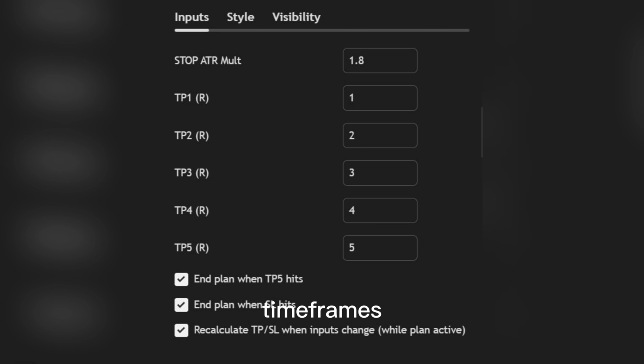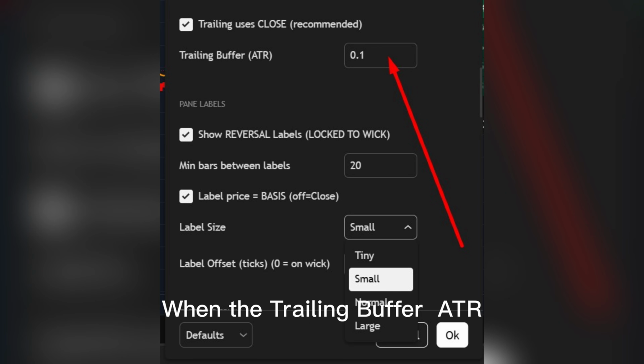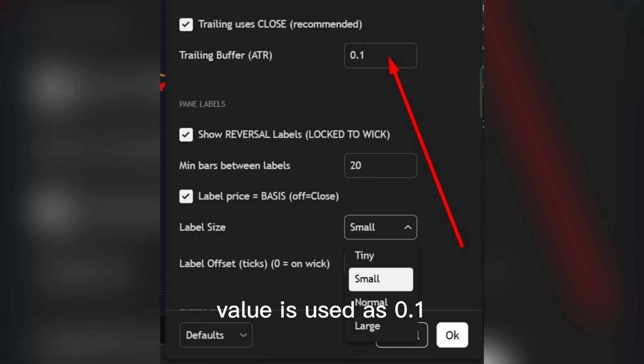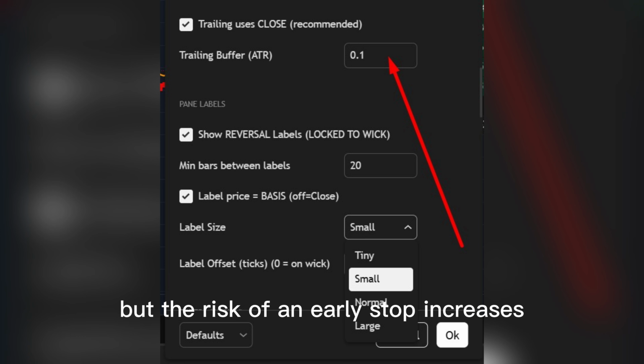When the trailing buffer ATR value is 0.1, the stop leaves a safety margin equal to 10% of the ATR while being moved to a new level, which allows the trade to breathe without locking in profit too early. If the buffer value is reduced, the stop becomes more aggressive and profits are locked in quickly, but the risk of an early stop increases.